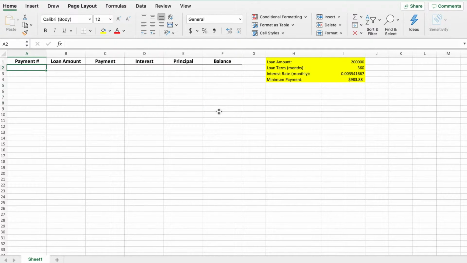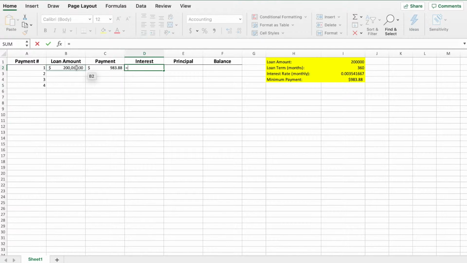Let's put the first few lines in, payment 1, 2, 3, 4. This will eventually be 360 payments, but let's just do the first couple. First we're going to start out at the $200,000 loan amount, and we're going to plug in that minimum payment. Now let's figure out how much of that payment is interest. To figure that out, we take the loan amount of where we're at times the interest rate. And that's it. So of the $983, about $708 is interest, and the rest is principal.